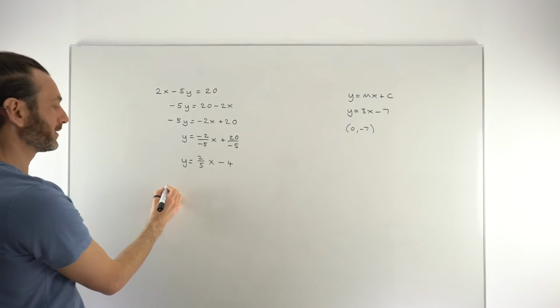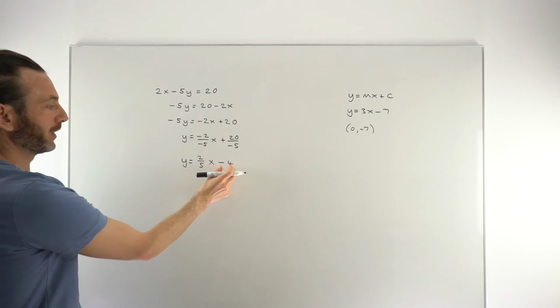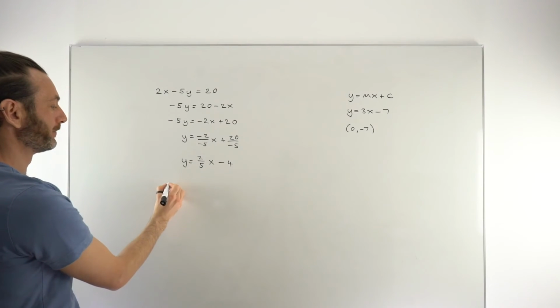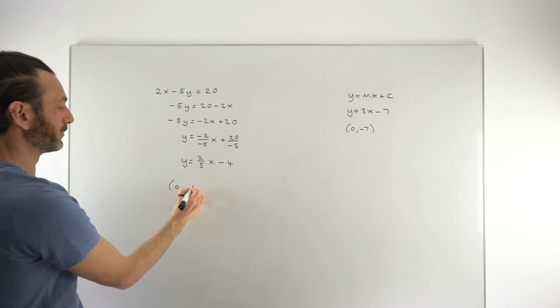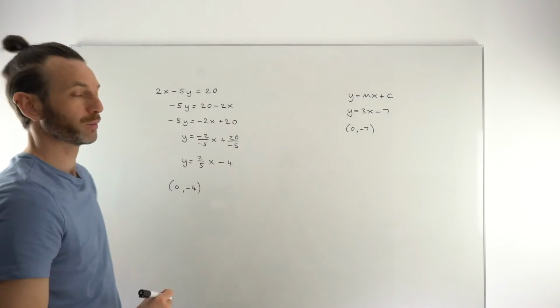So that would then tell us that the y-intercept has got a y-coordinate of negative 4, so the full coordinate then would be 0, negative 4. And that's the answer we're looking for.